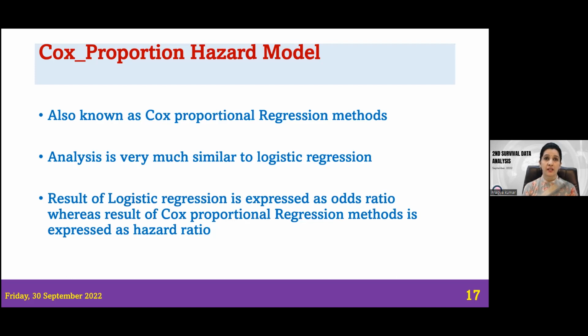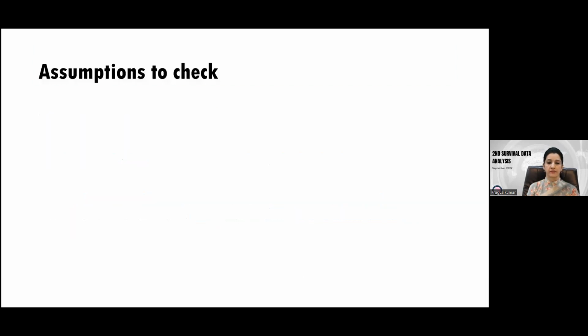You will see that the analysis is very much similar to logistic regression. The result of logistic regression is usually expressed as an odds ratio, whereas the result of Cox proportional regression is expressed as the hazard ratio. Otherwise, apart from this time factor coming into play, everything else, if you know logistic regression, you will not have any difficulty in understanding the Cox proportional hazard. The interpretation part is exactly the same. Here also we express it as an unadjusted hazard and an adjusted hazard.